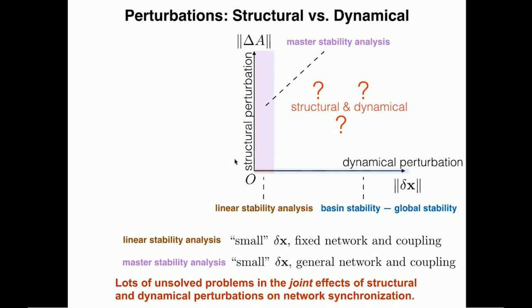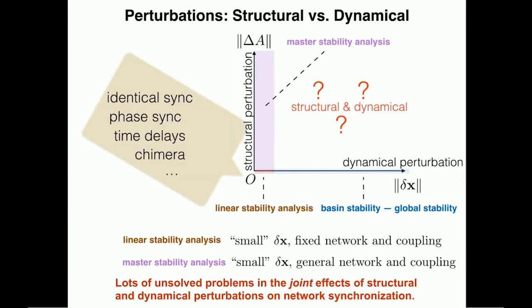So my talk will focus on identical synchronization. I have to admit there's actually a lot of room for other types of synchronization. You can imagine if you start with phase oscillators, then you'll be interested in phase synchronization. If you have time delays, you can start with a chimera state, where there is partial synchronization together with an incoherent state. And all these questions, I think, have not been answered. So there's a lot of room and lots of unsolved problems. I'm going to attempt to address some of these here.